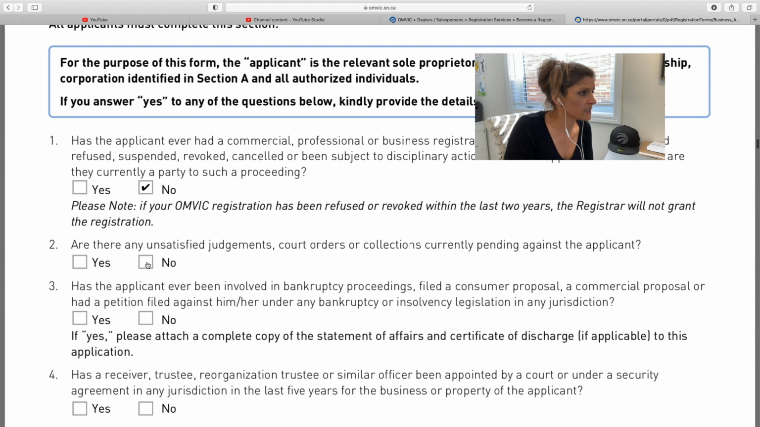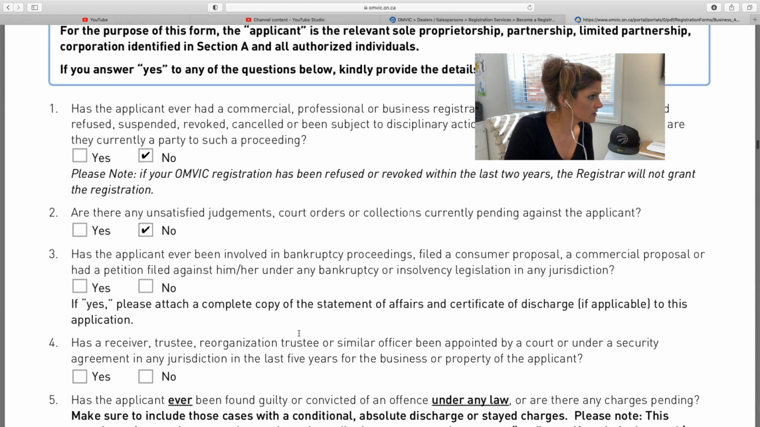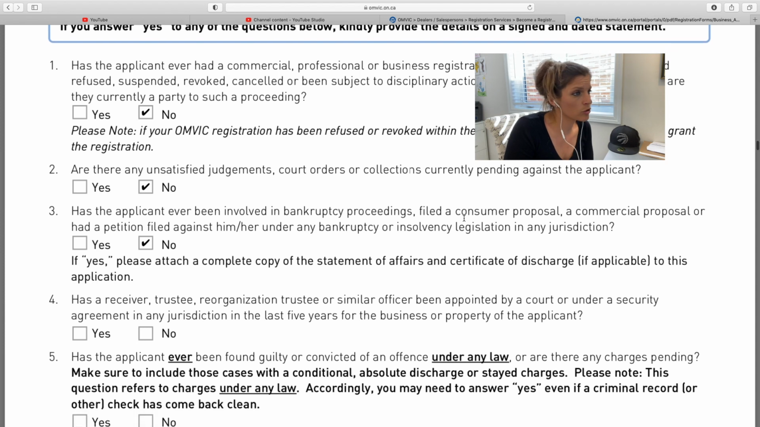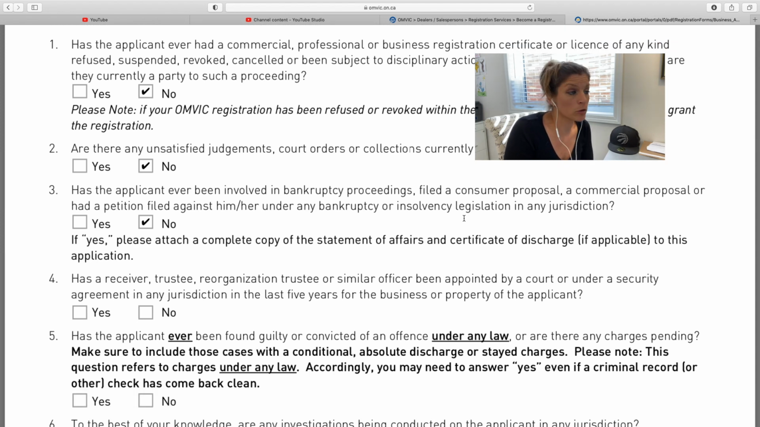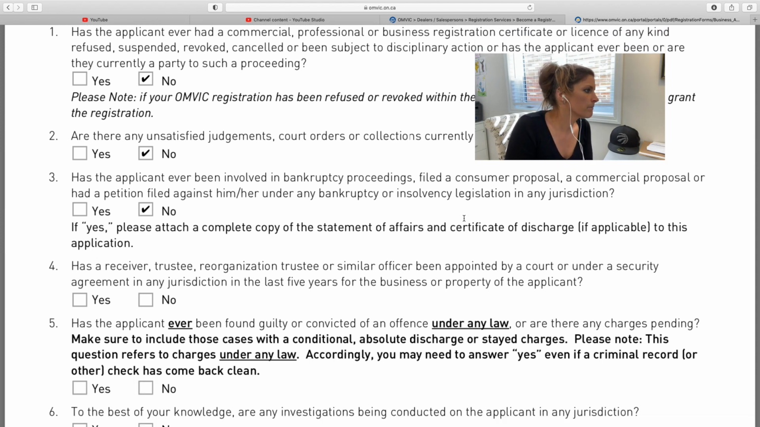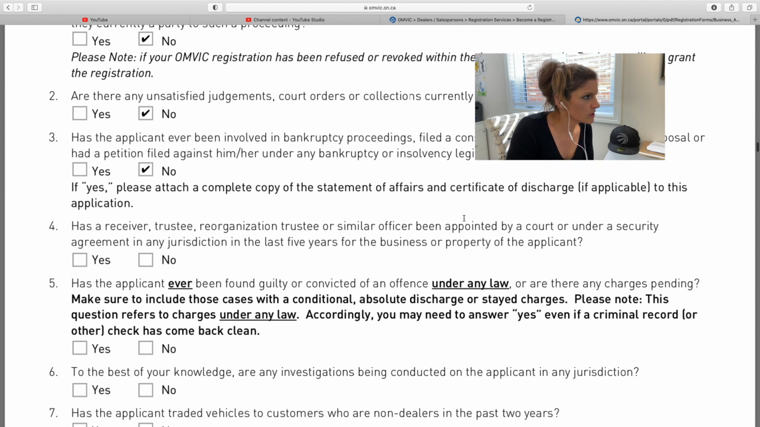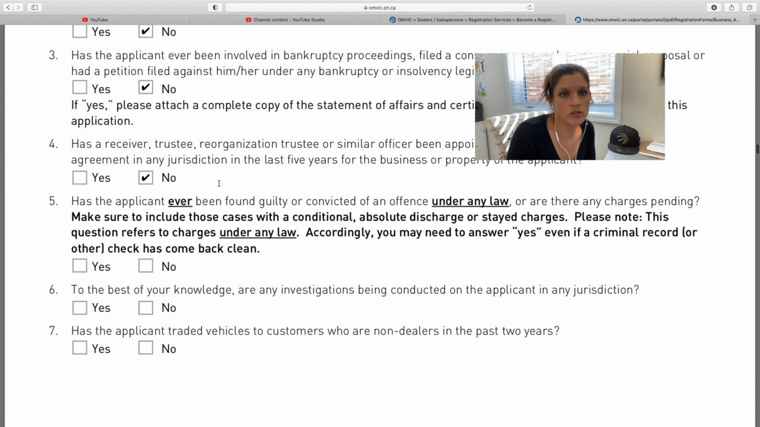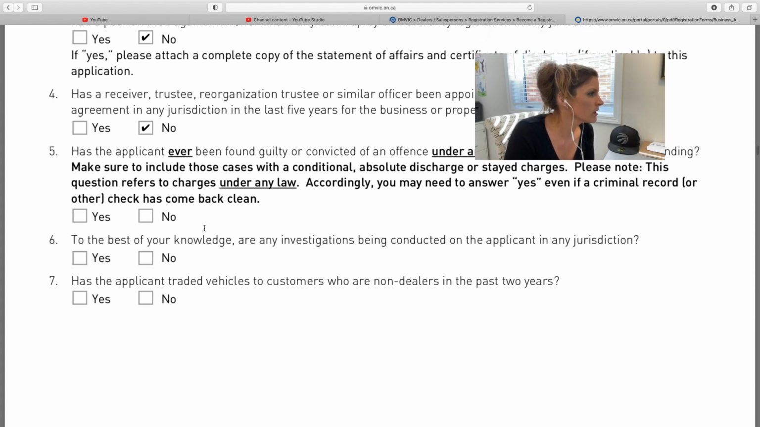Do you have any unsatisfied judgments or court orders or collections currently pending against the applicant? Has the applicant been involved in bankruptcy proceedings, or filed a consumer proposal in their past life, or a commercial proposal? Has a receiver, trustee, reorganization trustee, or similar officer been appointed by a court or under a security agreement? Okay, no. These are all very personal, and obviously you have to answer them according to what applies to you.